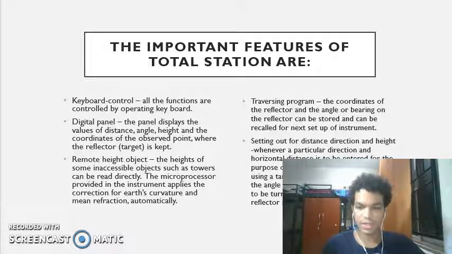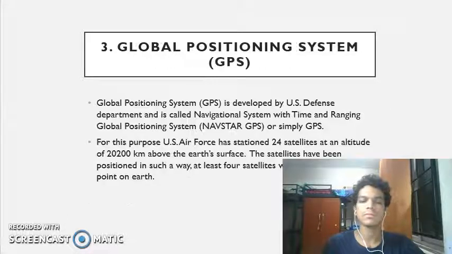Traversing program: the coordinates of the reflector and the angle or bearing on the reflector can be stored and recalled for the next setup of the instrument. Setting out for distance, direction and height: whenever a particular direction and horizontal distance is to be entered for the purpose of locating a point on the ground using a target, the instrument displays the angle through which the theodolite is to be turned and the distance by which the reflector should move.